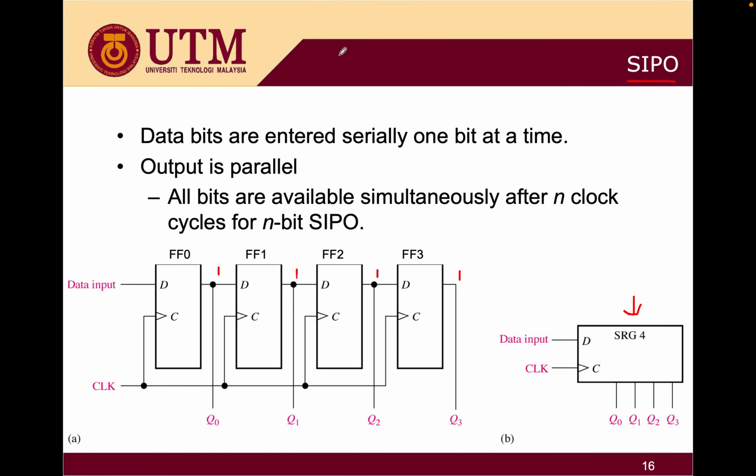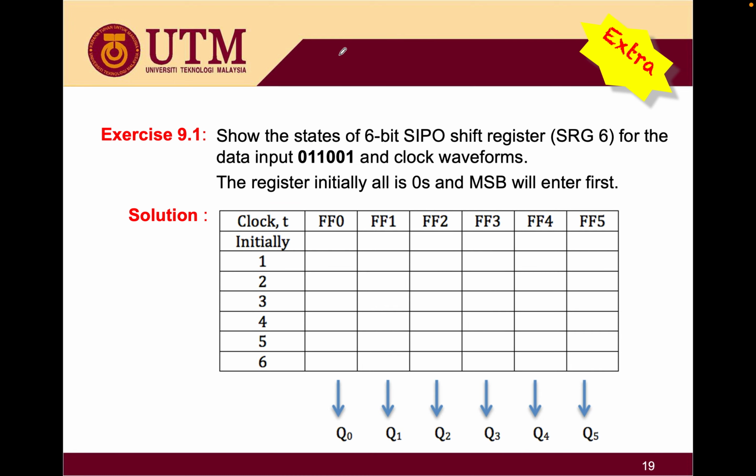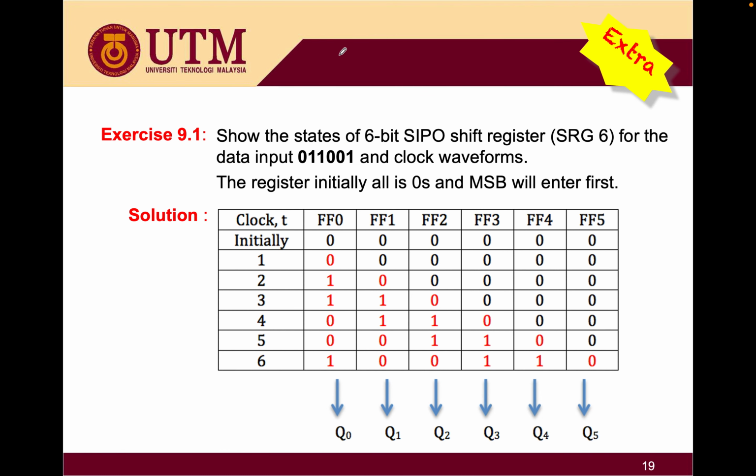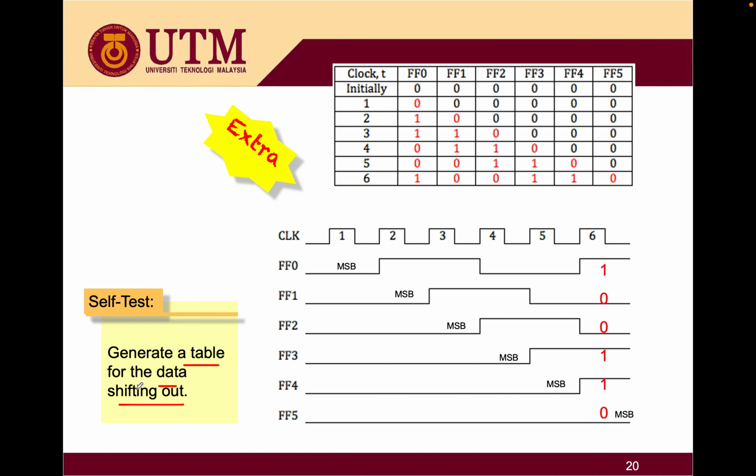Now the example here asks you to find out the table for the shift out. This one is shift in, okay. After you already feed in everything here, you're going to have another 6 clock cycles, which is altogether 12. So for you to get the shift up, or here it will be parallel out, generate a table for the data shift up.